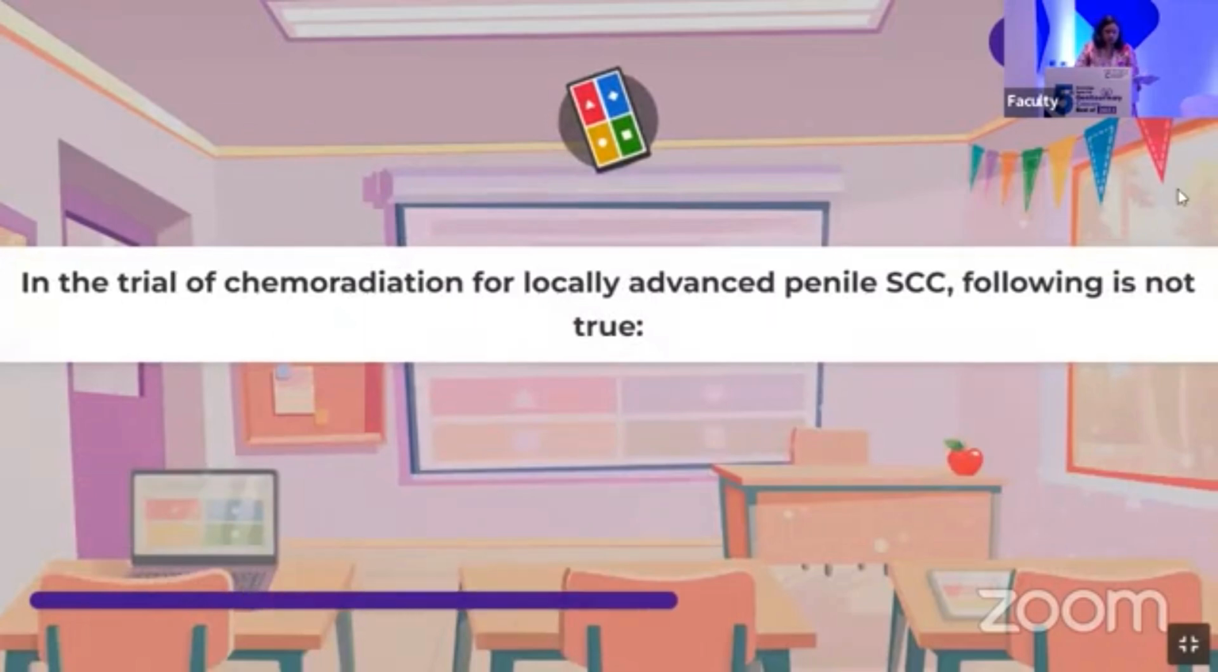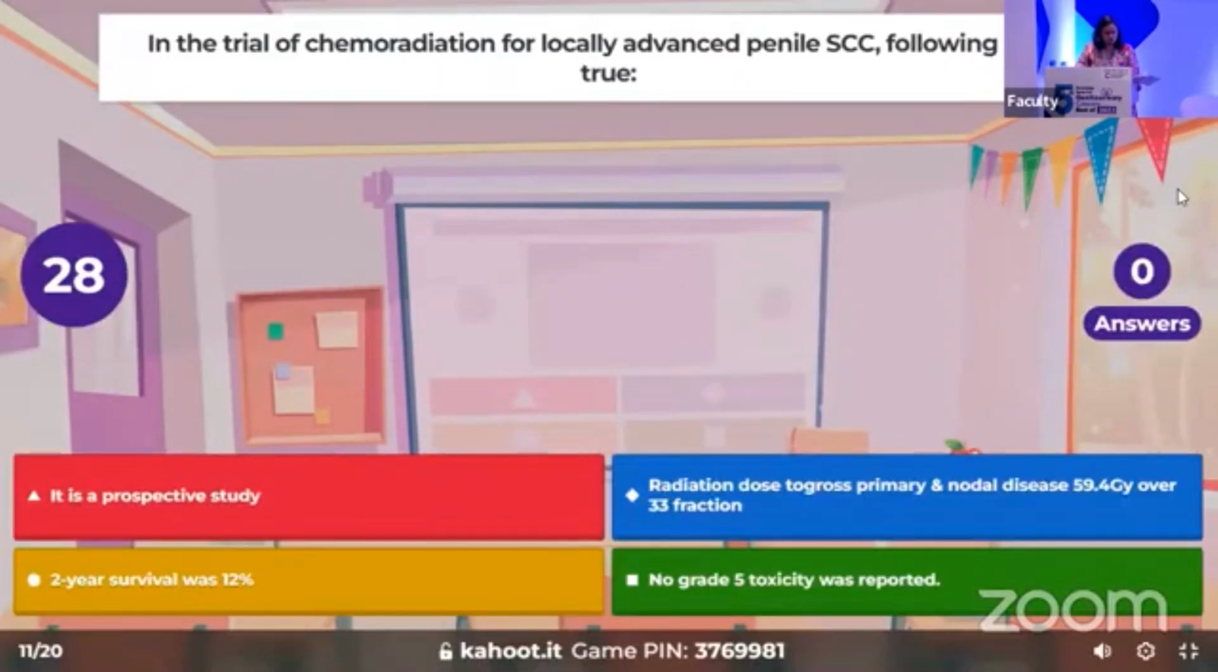In the trial for chemoradiotherapy in locally advanced penile squamous cell carcinoma, which of the following is not true? So we have to look at the statement which is not true. A, it is a prospective study. The second option is the radiation dose to the gross primary and nodal disease was 59.4 Gy in 33 fractions. The 2-year overall survival was 12%. And the last option is there was no grade 5 toxicity reported.